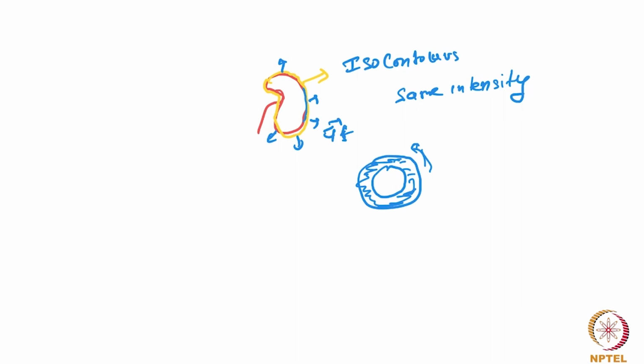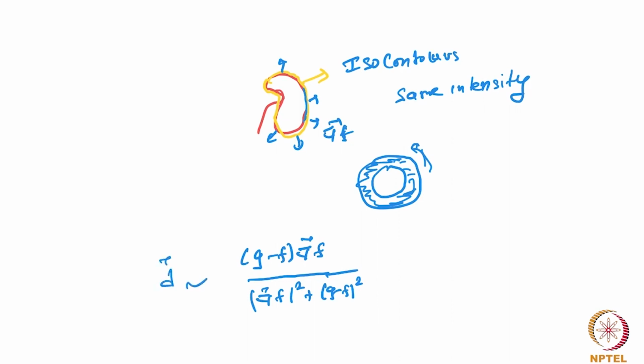So that is just to rewrite it. You would estimate this as (G minus F) times the gradient of F, divided by the gradient of F squared plus (G minus F) squared. This is proportional, something that you would do for the displacement field. This is a very simple and efficient technique, followed by Gaussian smoothing. Those are the two steps of the algorithm.